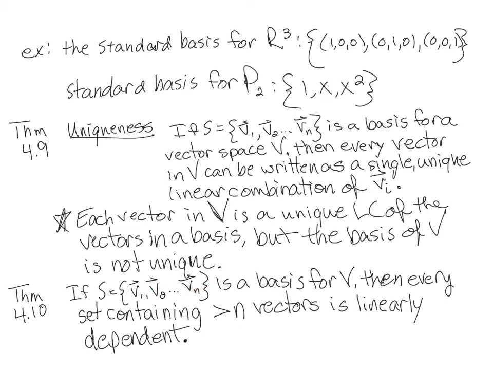Makes sense? Every vector in V can be written as a linear combination of these n vectors. So if I have greater than n vectors in there, it's not linearly independent anymore, and it's no longer a basis, it's just a spanning set.